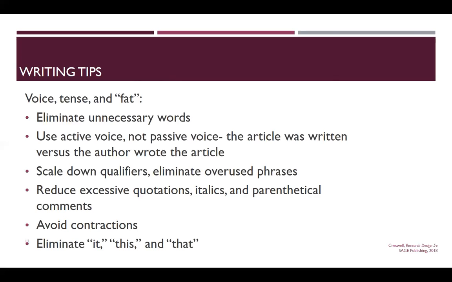So really reduce those quotations and avoid contractions. Contractions should not be in academic work. So you shouldn't say the researcher can't do something. It would be the researcher cannot do something. And then, of course, as I mentioned, eliminate "it," and then "this" and "that," which are very vague. You know exactly what you're talking about when you write these words in your paper, but the reader, aka your professor, usually is rather confused. So I would go as far as to search for those terms and try to eliminate them as much as possible.